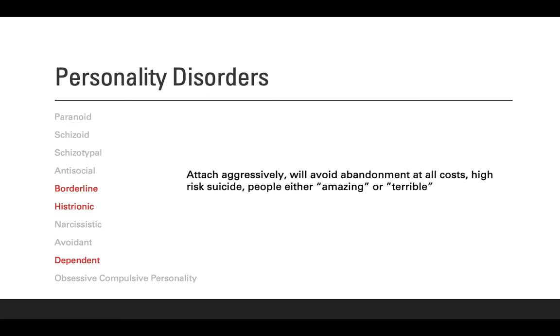So even though, yes, they do survive the attempts decently often, they're at risk of not surviving it. So suicide risk is here. Also, splitting is one of their big features. If you see someone saying that this doctor is amazing, this person's amazing, but their last doctor, completely incompetent, this stupid idiot, people are either amazing or terrible, that's borderline personality.